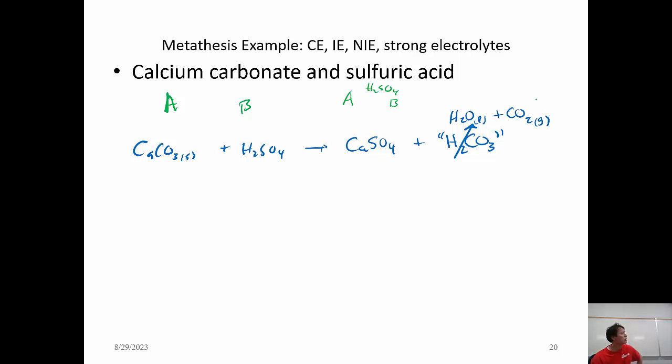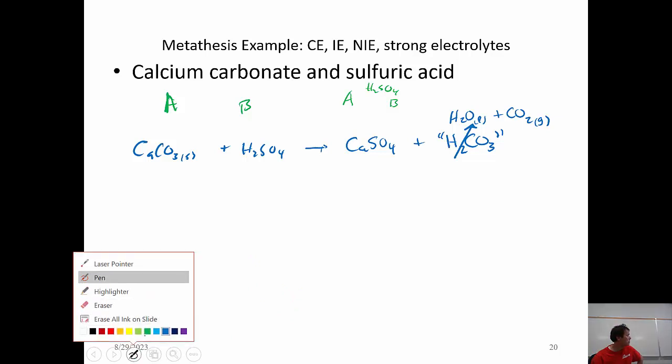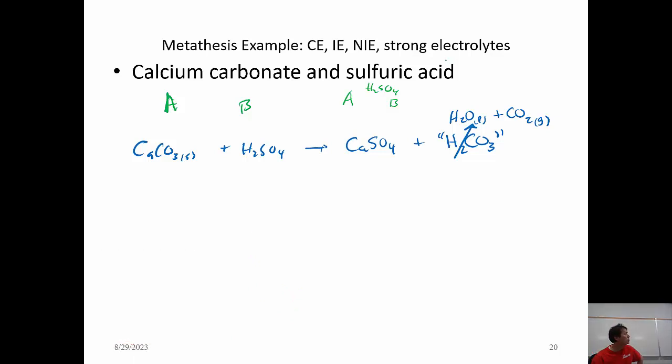Well, if we get bubbles of gas forming, then we know the driving force. What is the driving force? Gas formation. But this particular reaction has multiple driving forces, as I said. One driving force is gas formation. Can you go over driving force again? What is that?